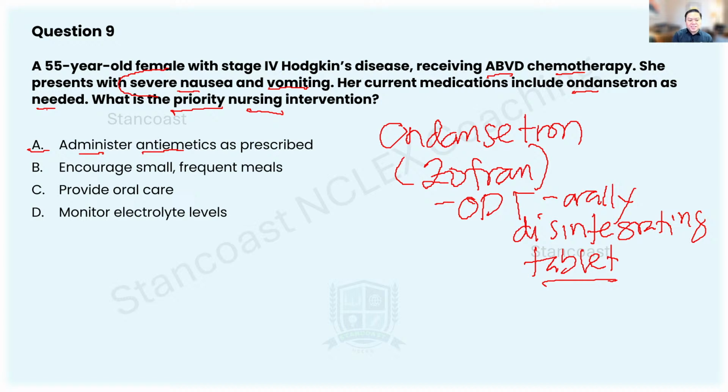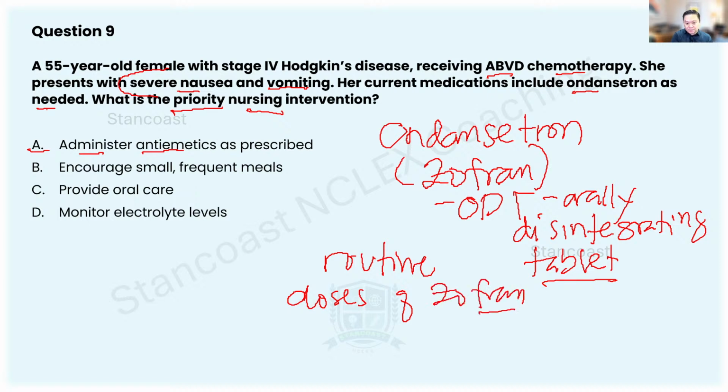Okay, some of these patients will actually be getting routine doses of Zofran. I'm talking about chemo patients. They will be getting this in order to prevent the nausea and the vomiting. Before it can even set in, we're already preventing it. All right? So don't forget about the Zofran, which is an antiemetic medication.